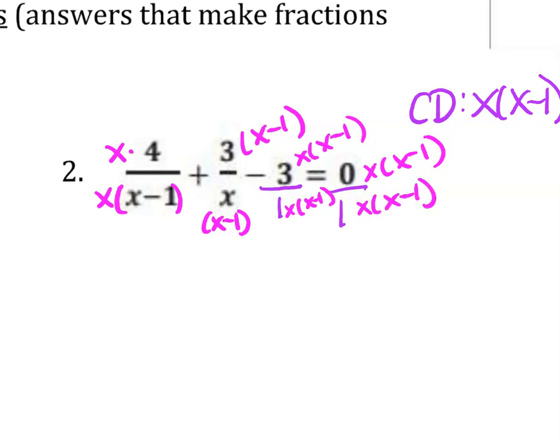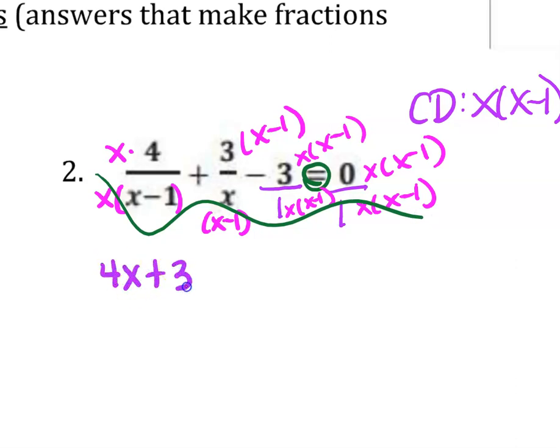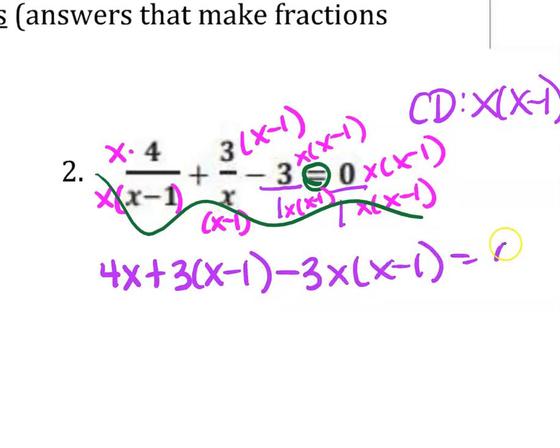Now again, once you've manipulated everything, this is your green light to drop stuff. So when the problem equates, so there's an equal sign, you may drop the base. So in the numerator, I have 4x plus 3 times x minus 1 minus 3x, x minus 1, and then times 0 is just going to be 0. So let me clean this up a bit.